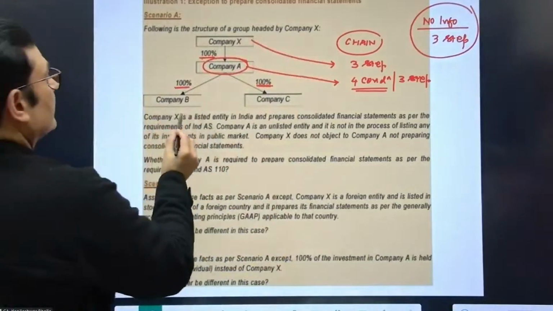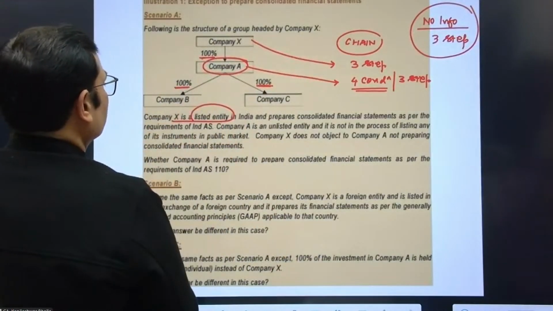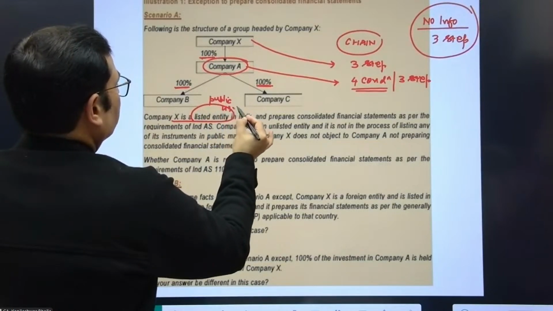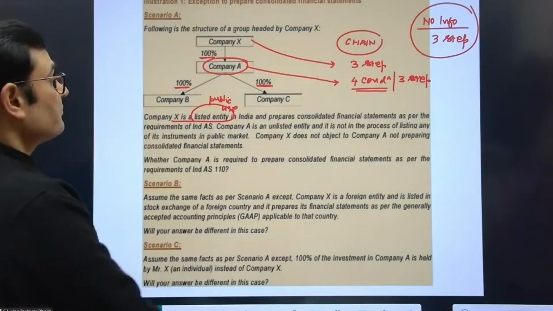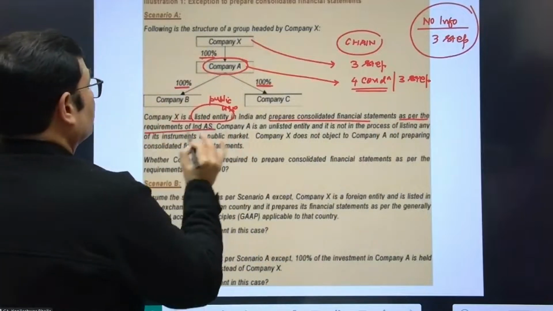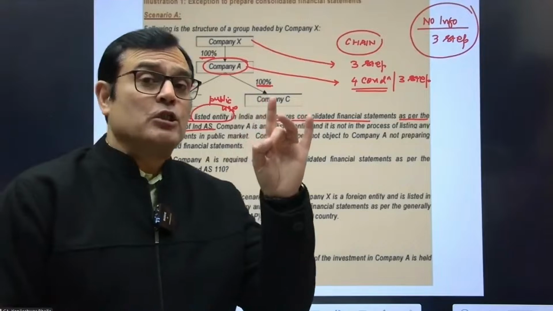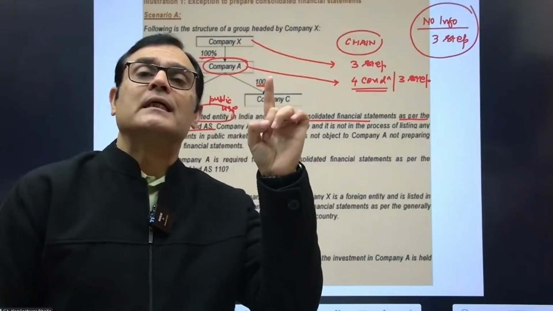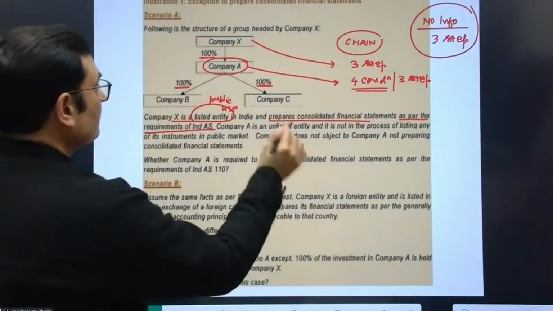Let's read. It says company X is a listed company. That means it is preparing financial statements for public use. When it is a listed company, it proves that it is making financial statements for public use. And it prepares consolidated financial statements as per the requirements of Ind AS. So this proves my condition number 4. That the top company, that is company X, is making consol as per Ind AS, and it is public use because it is listed.